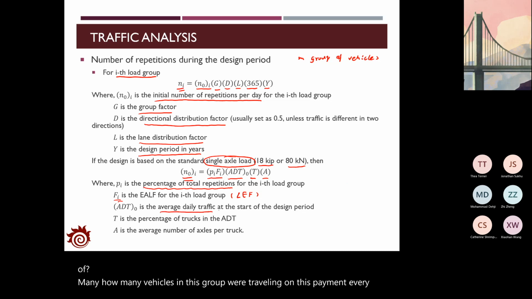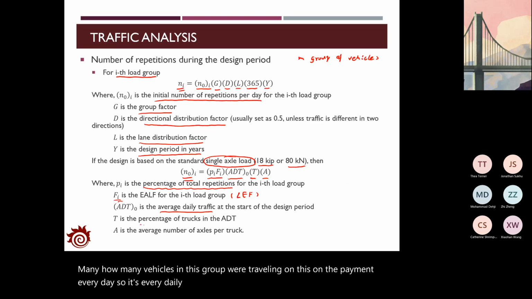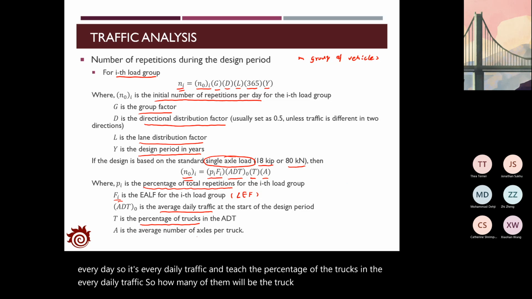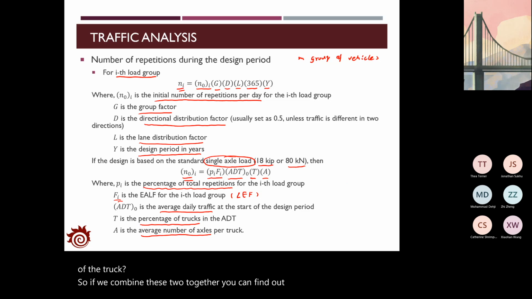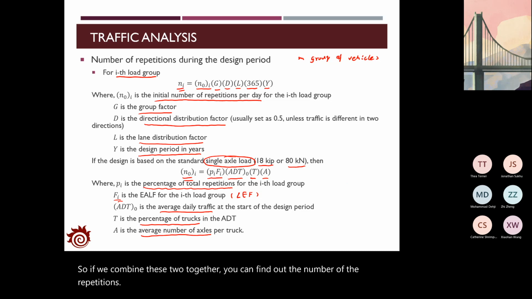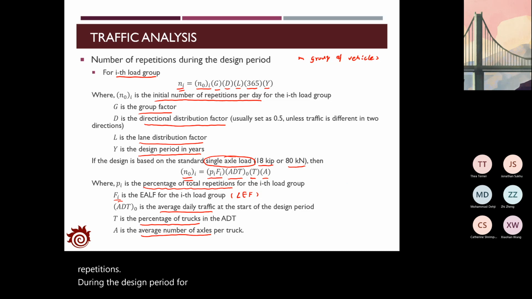So it's the average daily traffic, and T is the percentage of the trucks in the average daily traffic. So how many of them will be trucks? And A is the average number of axles per truck. So how many axles in this type of truck? If we combine these together, you can find the number of repetitions during the design period for the ith group with respect to the standard axle load.